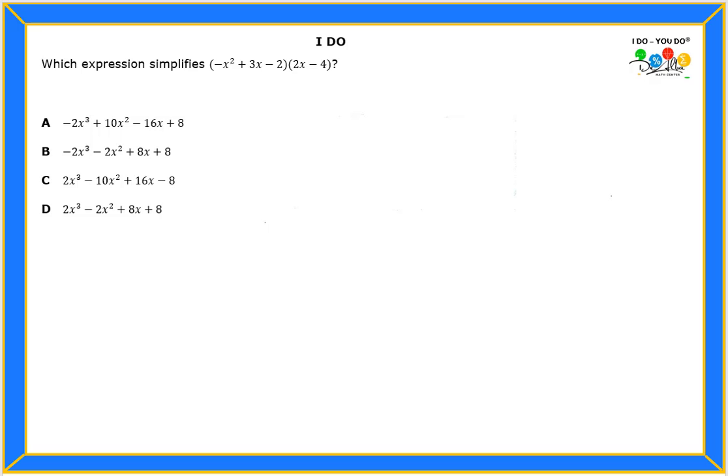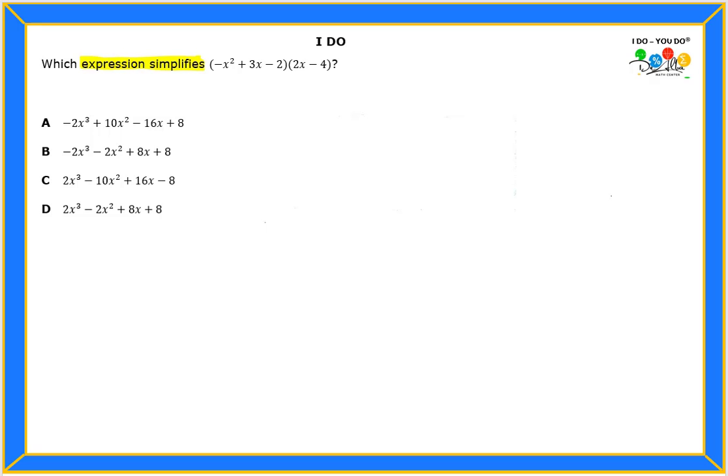And it says, which expression simplifies negative x squared plus 3x minus 2 times 2x minus 4, right? So we're looking for an expression that simplifies my problem. So basically, it means for us to work it out, right? Now, I did say multiply because anytime that you see parentheses, right, it means multiplication, okay?